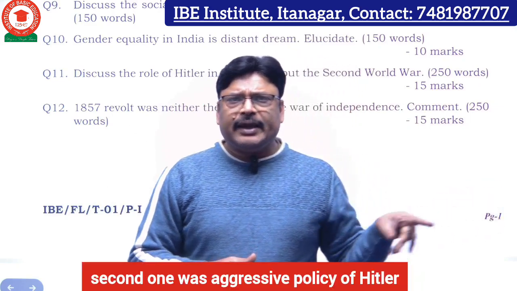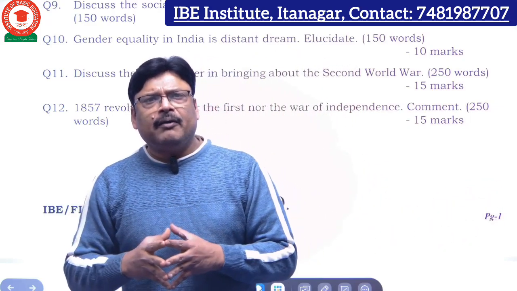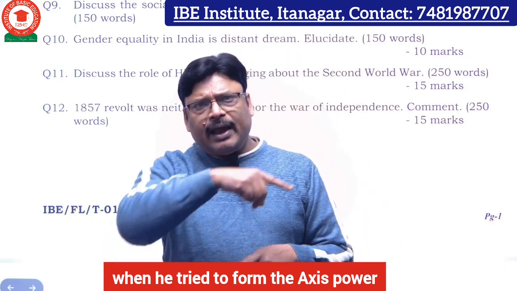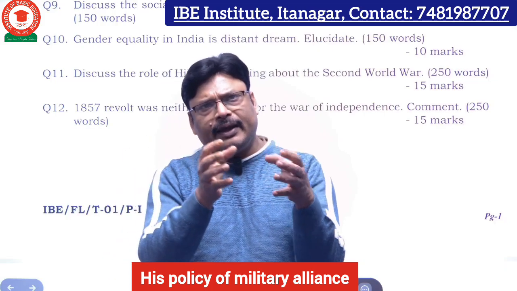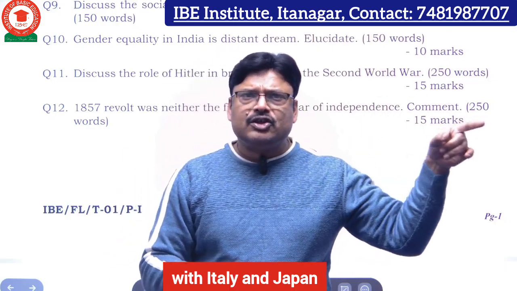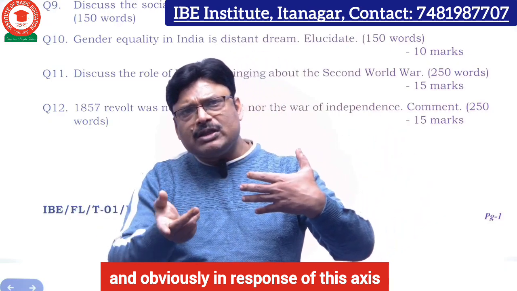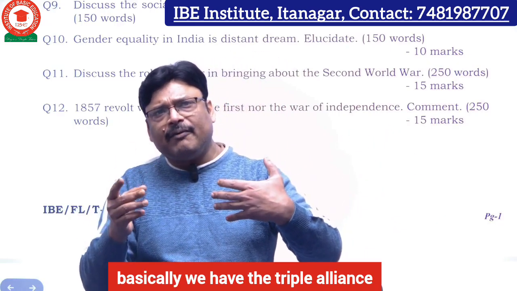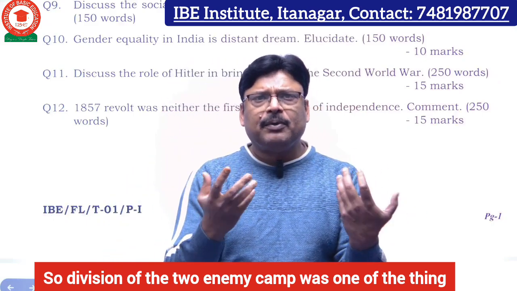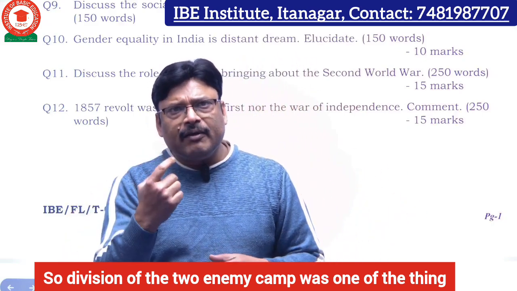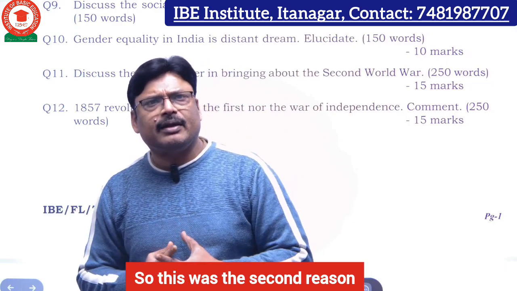Now, the second one was the aggressive policy of Hitler when he tried to form the Axis power. His policy of a military alliance with Italy and Japan created an axis, and obviously in response to this axis, we have the Triple Alliance. So the division into two enemy camps was one of the things incited by Hitler. So this was the second reason.